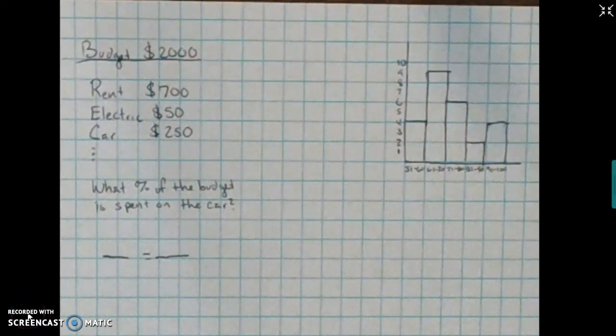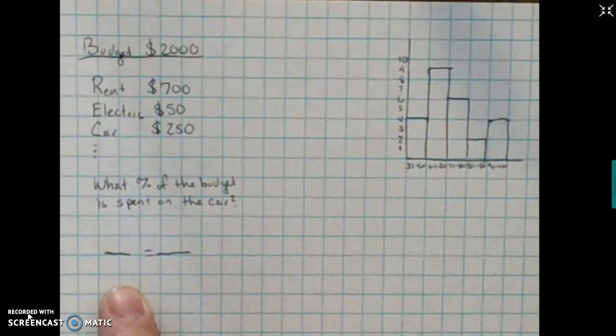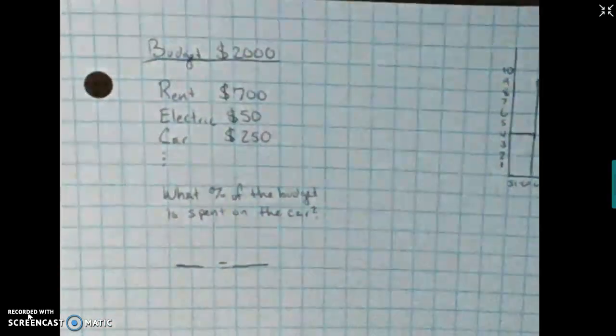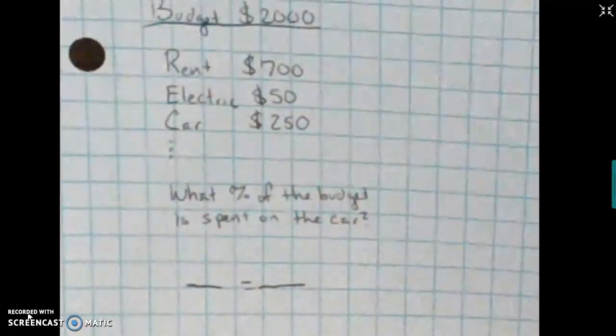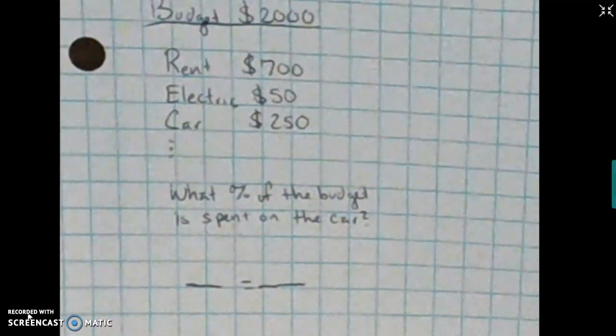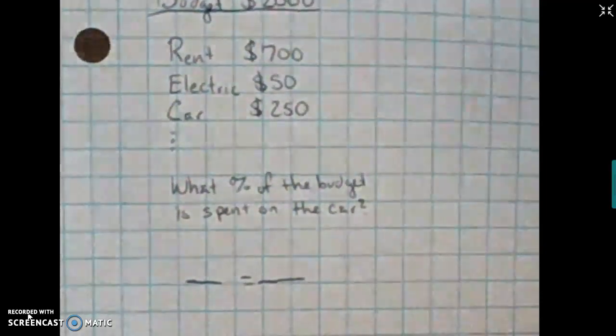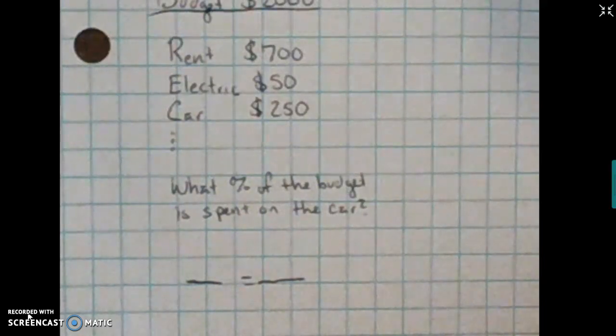Okay, so in order to find what percent of the budget is spent on the car, you are going to have to use part over whole equals percent over 100. Zoom that in so you can see it. Okay. I'll give you all a minute to work on that.